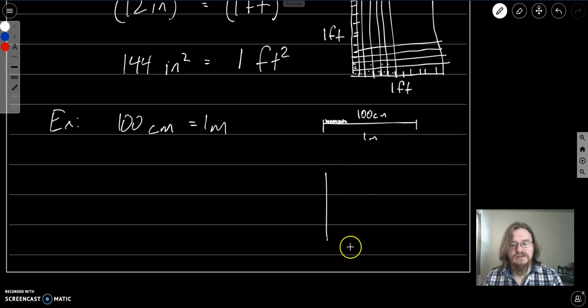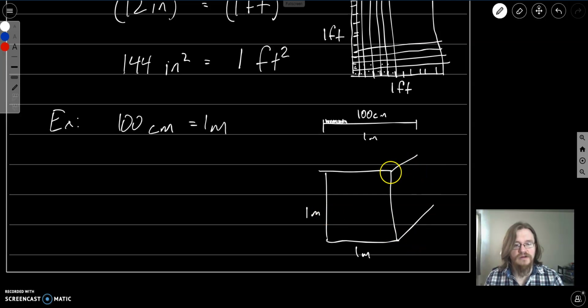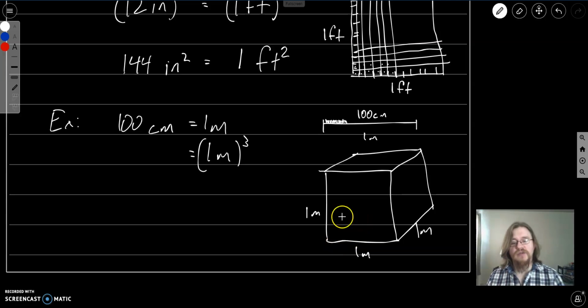But if I look at a cube that is 1 meter by 1 meter by 1 meter, the volume of a cube is just going to be 1 meter to the third power. I'm going to take 1 meter times 1 meter times 1 meter. Cubes are very, very nice to find the volume of. You just take your three lengths and multiply them together. But we can do the same thing with centimeters. 1 meter cubed should be the same as 100 centimeters cubed.